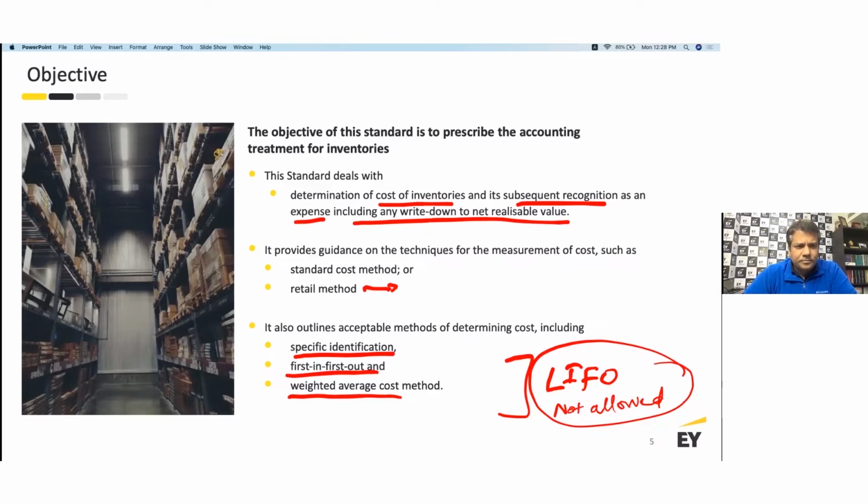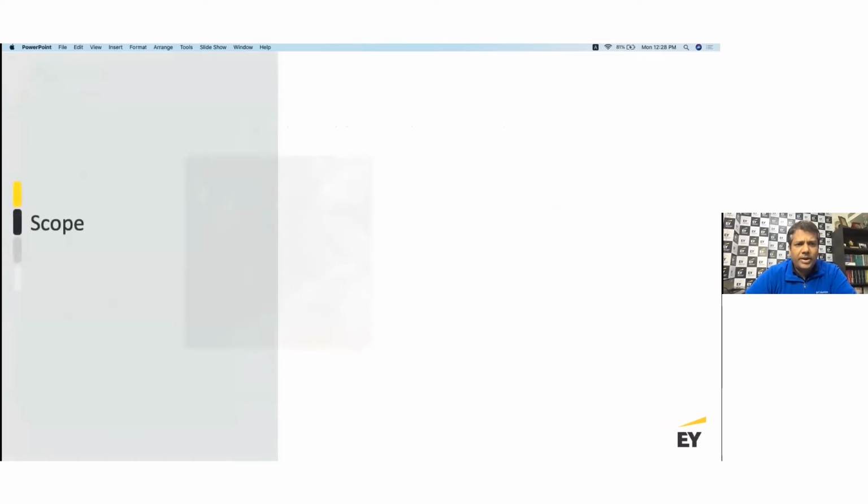All right. So what does it talk about? It talks about how you determine the cost of inventory and the subsequent recognition and measurement, right? And then it provides guidance on whether you can apply standard costing or a retail method, and various valuation techniques, which is your standard, your FIFO, first in, first out, your specific identification method, or your weighted average cost method. All of them are provided guidance.